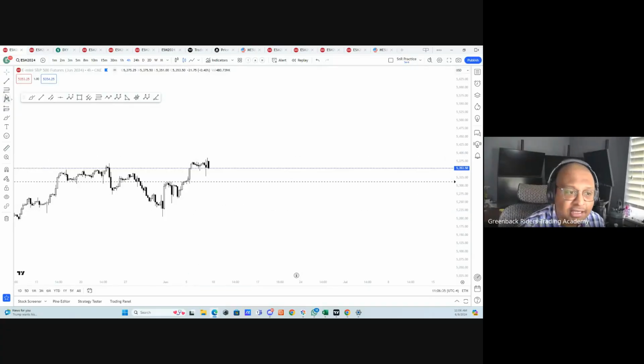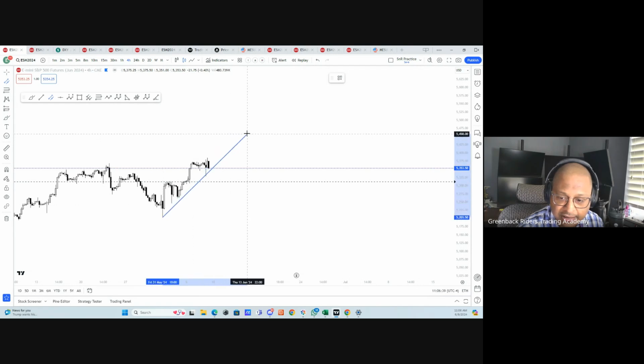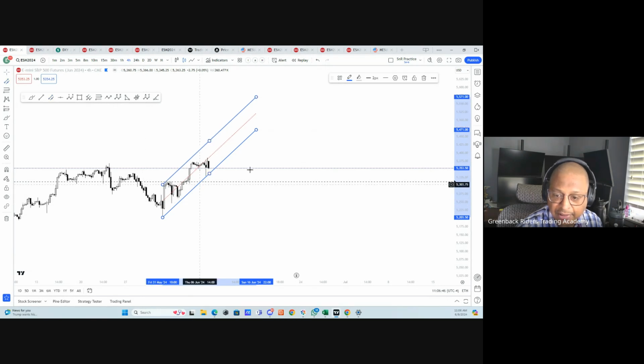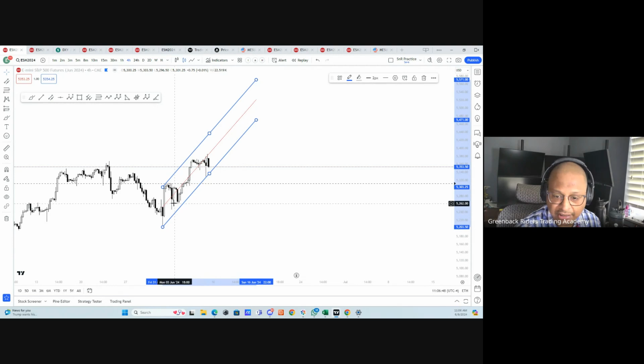If we are looking at this 4-hour chart right now, we see that we are in this nice channel, right? This is the channel that we have. Now, when you have drawn a channel, you need to pay attention to this middle line, right? If you see, we went up till here, and then we started faltering a little bit. We came below the middle line of the channel, and we did not touch it.